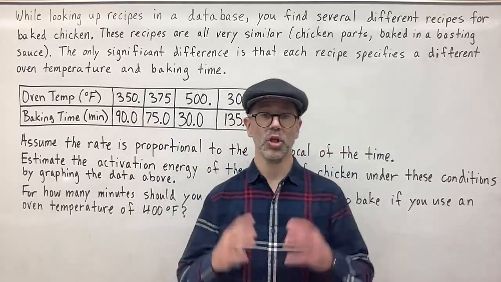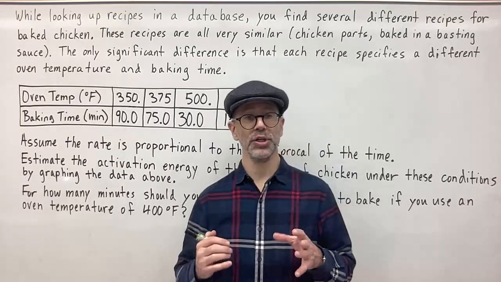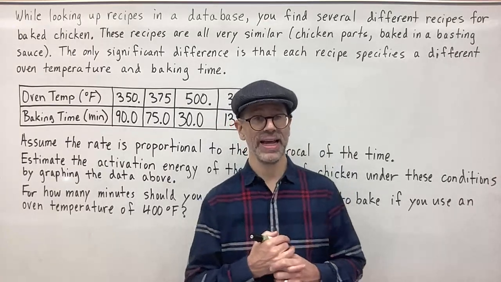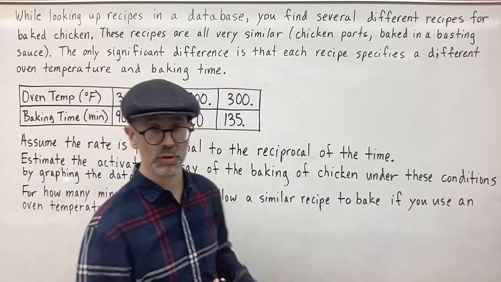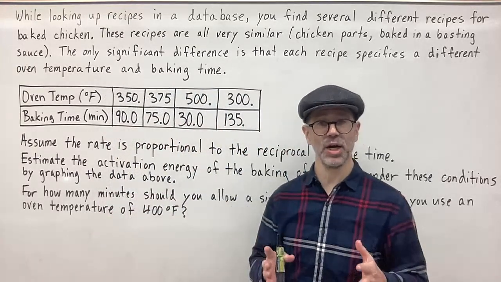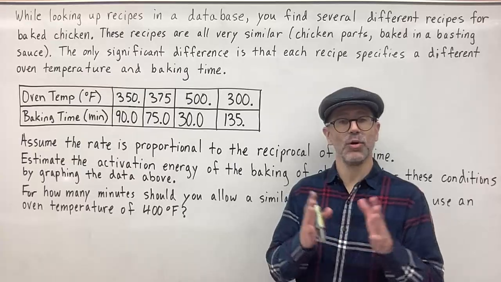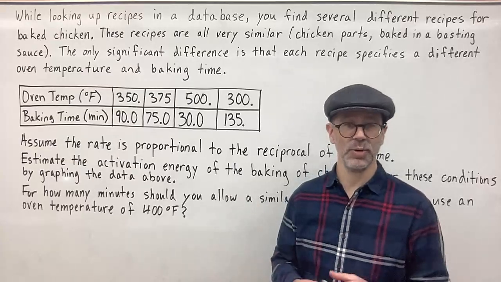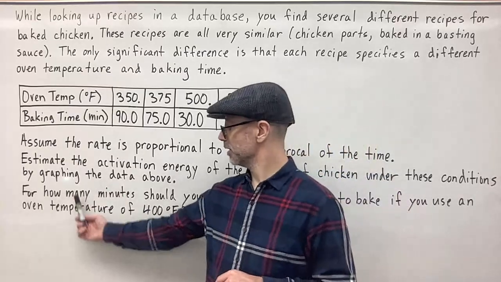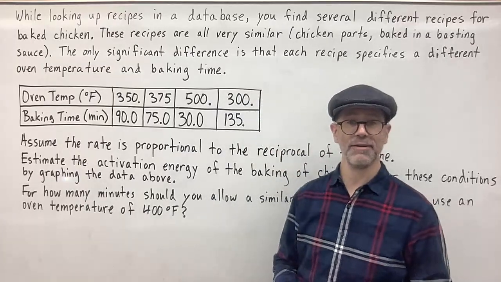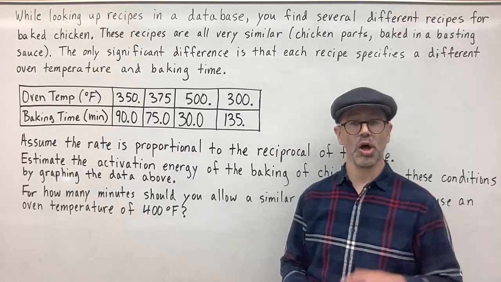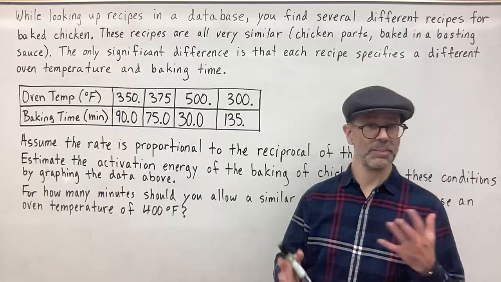So, long story short, we're going to have to set up the data in our data table so we can graph it. And then once we graph it, we're going to get an equation, and then we can use that equation to find how many minutes it would take at 400 degrees Fahrenheit. So let's go ahead and set up our data.